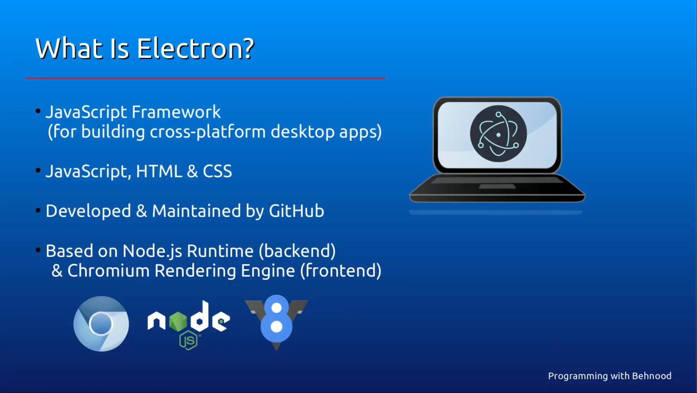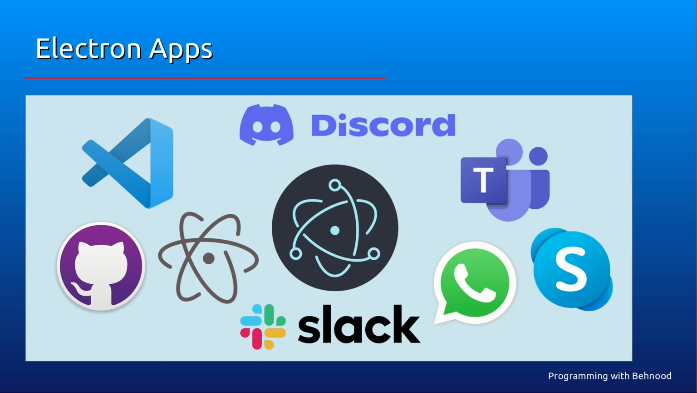Electron is a JavaScript framework for building cross-platform desktop apps using JavaScript, HTML, and CSS. It's developed and maintained by GitHub, and it's based on Node.js runtime on backend and Chromium rendering engine on frontend. Electron is widely used by big companies like GitHub, Microsoft, Facebook, and Slack.